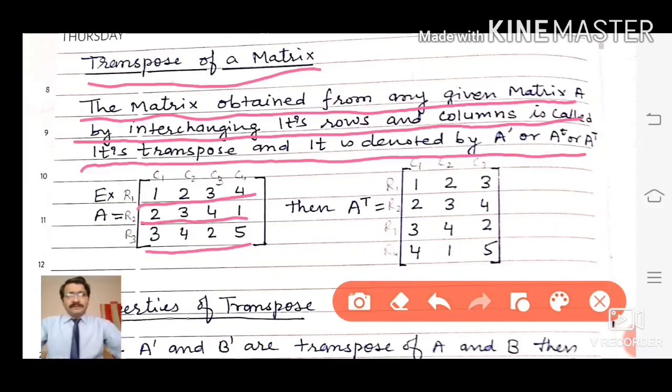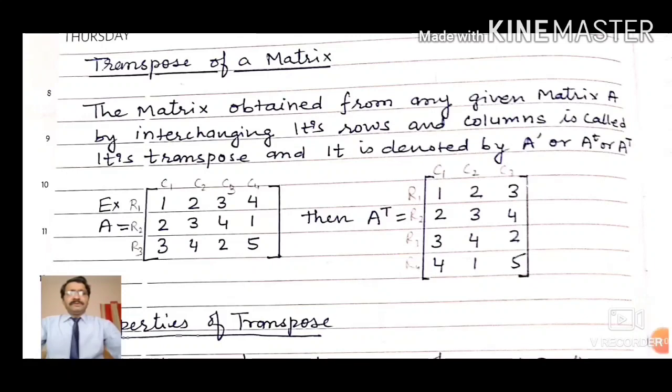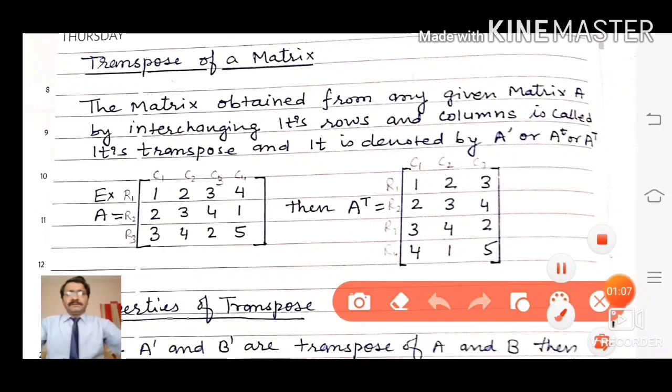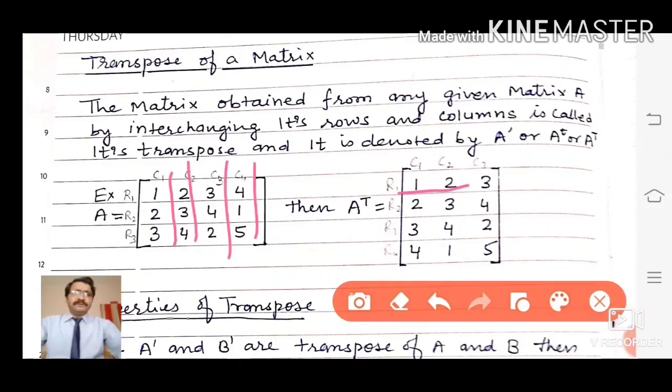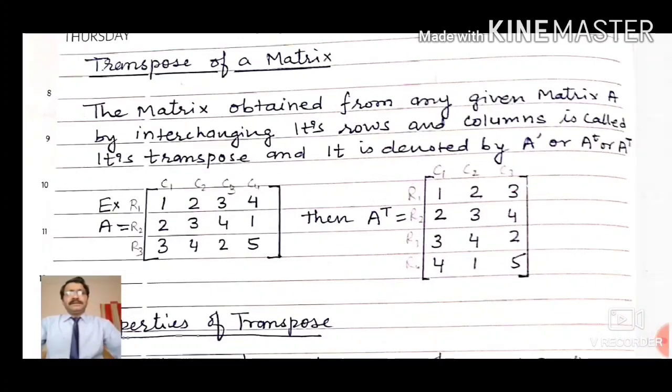So you can see the first column will be 1 2 3 4, the second column is 2 3 4 1, and the third column is 3 1 4 2. So here we changed the rows into columns. Otherwise, one more method is you can take the columns, first column, second column, third column and fourth column, and change them into rows, first row, second row, third row and fourth row. So columns can also be changed into rows. Then also we get the transpose, which means we get the transpose by interchanging the rows and columns.